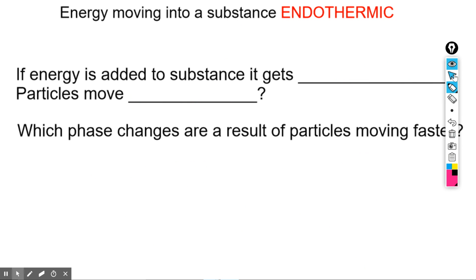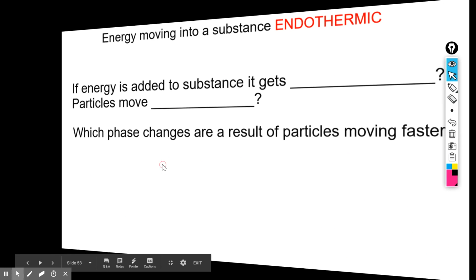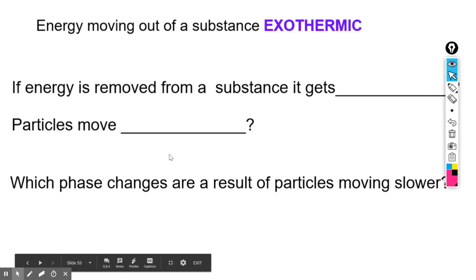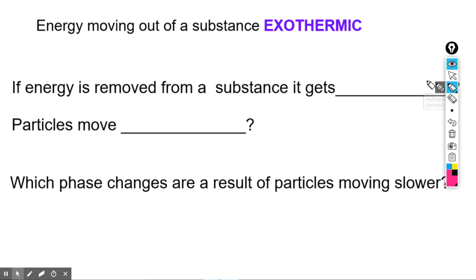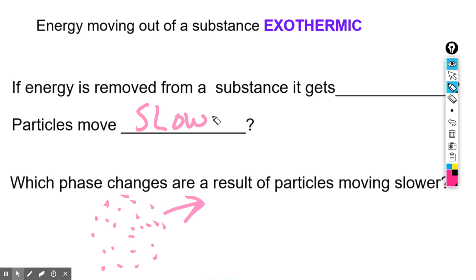You'll need to be able to classify phase changes as endothermic or exothermic. Those are endothermic. Exothermic, energy is leaving the substance. So exothermic, we've got our gas. It has lots of energy, right? And energy is leaving. If energy is leaving, then are those particles going to move faster or slower? They're going to move slower. If the particles are moving slower, is the substance getting hotter or colder? It is cooler.